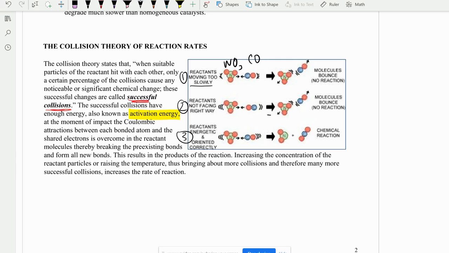But take a look at the third scenario, and this is actually what you need for a chemical reaction to occur. You need to have enough energy in the reactants, and they need to be oriented correctly. And when those two things happen, voila, you have the magic of chemistry. If you take a look, the products of that very last one are now NO2 plus CO2, which clearly are different from what we began with.